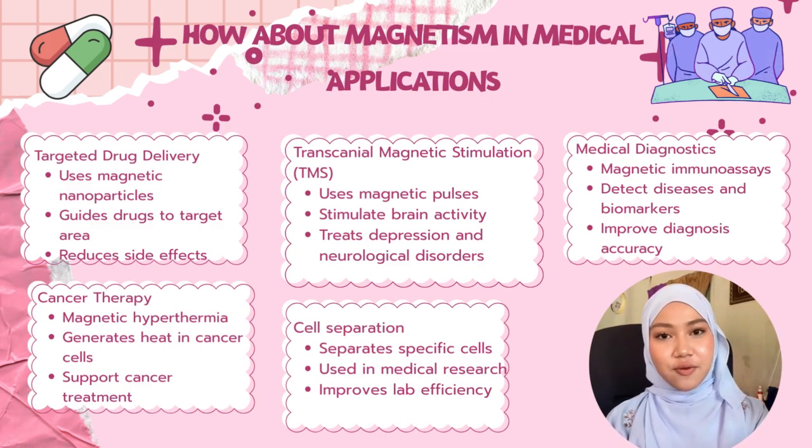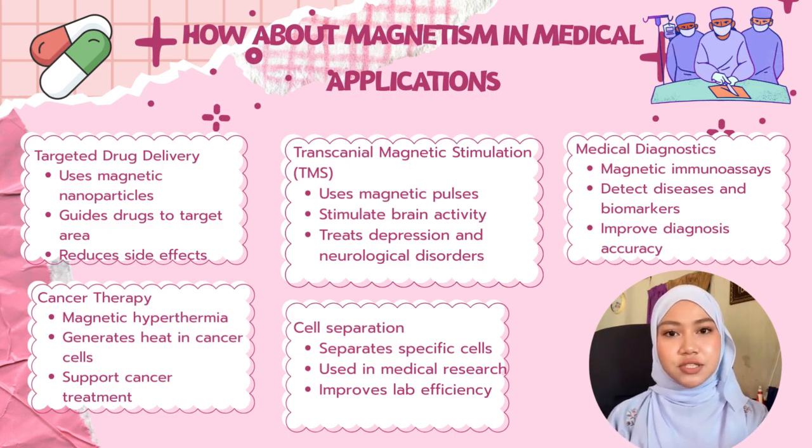Hello, today I will explain how magnetism is used in medical applications. Magnetism plays an important role in modern healthcare. It helps doctors diagnose disease, treat patients, and support medical research. One common example is MRI machines, but magnetism is also used in many other medical technologies. One application of magnetism is targeted drug delivery. Magnetic nanoparticles can carry medicine and be guided by an electromagnetic field to a specific area, such as a tumor. This helps increase treatment effectiveness and reduce side effects.